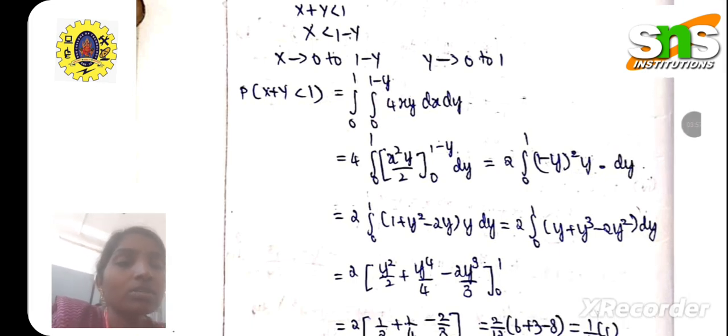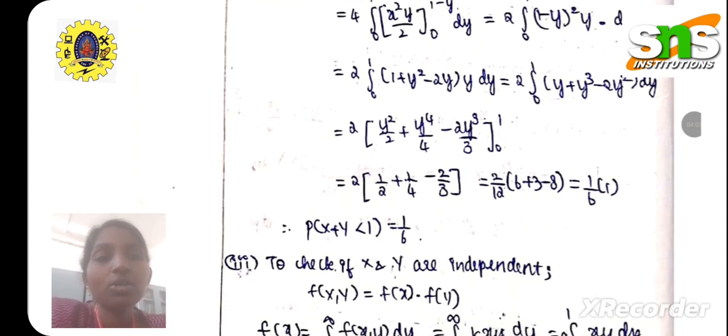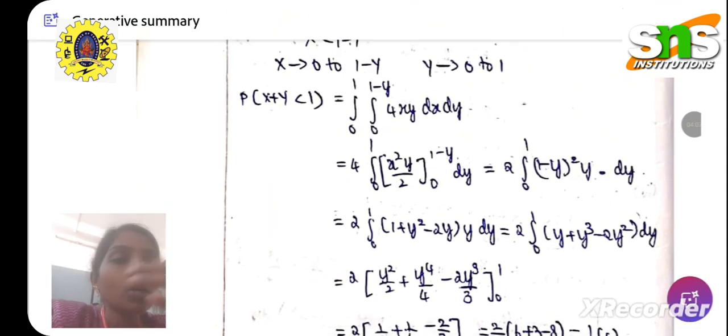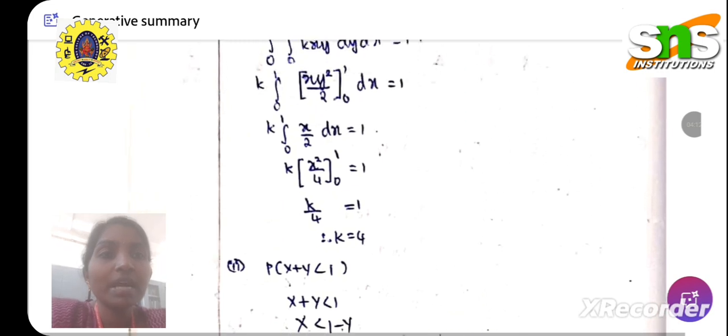So we have just substituted the value of k here, 4xy dx dy, and on simplification and integration, we will have the probability of x plus y less than 1 equal to 1 by 6. So this is how we complete a problem on the probability of x plus y less than 1 regarding two-dimensional random variables.